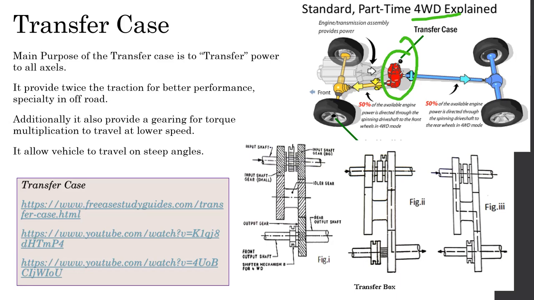In addition to that, the transfer case has another advantage. It can gear down, which means it can give you a torque increase. How it does that is similar to your first gear. It has another gear set in between, so it increases the gearing ratio, which increases the torque. With all of these things, transfer cases are very useful.